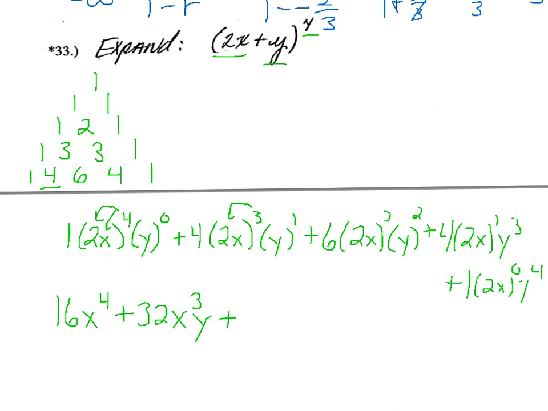Then we have 2 squared, which is 4, and 4 times 6 is 24. So we have 24x squared, y squared. And for our next term, we have 2 to the first, which is 2, and 2 times 4 is 8. So we have 8x to the first, y to the third. And then we have 2 to the 0, so that'll just be 1. So our final term will be y to the fourth.